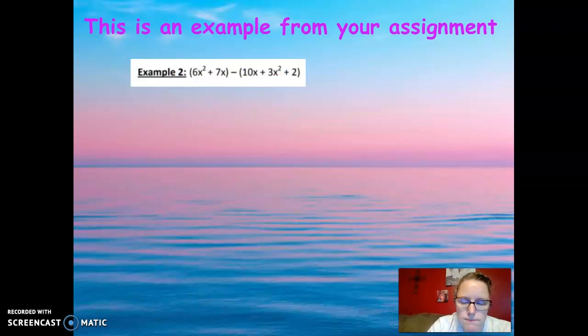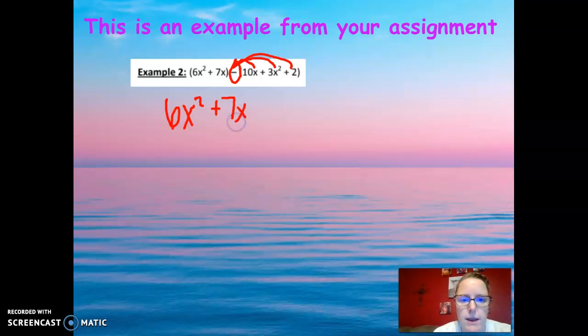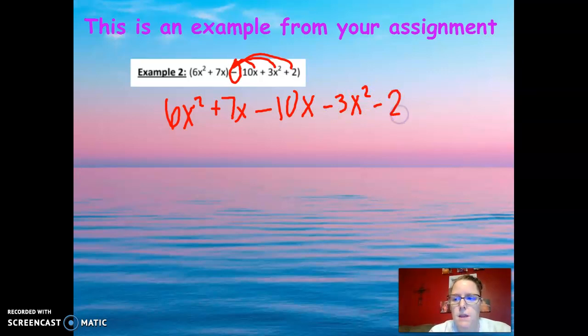Example number 2 has the negative separating the polynomials. So we're going to want to distribute that negative to all 3 terms in the second polynomial. So we are going to copy down the 6x squared plus 7 that we already have, and then we're going to distribute the negative: minus 10x minus 3x squared minus 2.